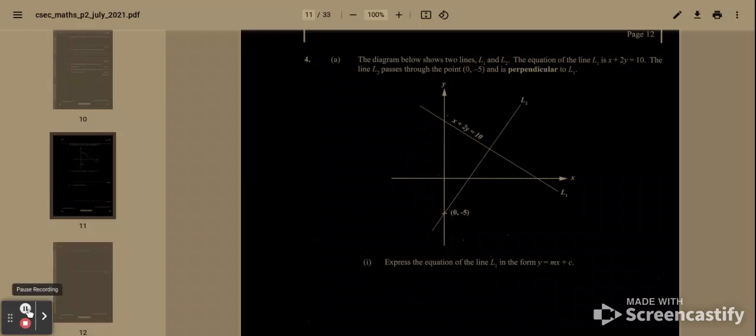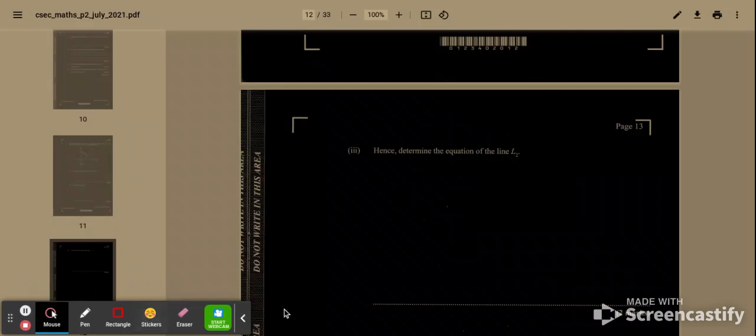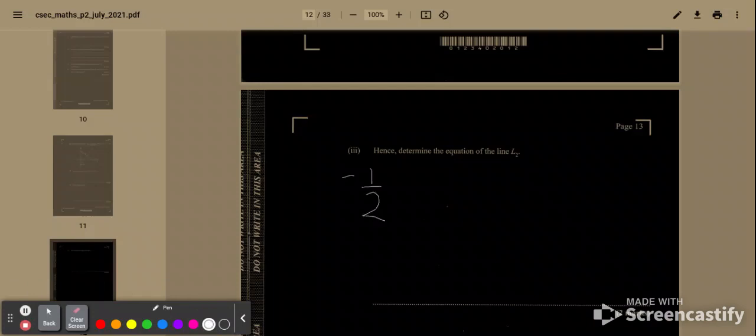So let's go down. We already established that the gradient of line 1 is negative a half. To find line 2 gradient, the first thing we need to do is to take the reciprocal of the gradient of line 1. Reciprocal means to basically flip the fraction. So the reciprocal of a half would be 2 over 1, otherwise known as 2. So we can just say 2.